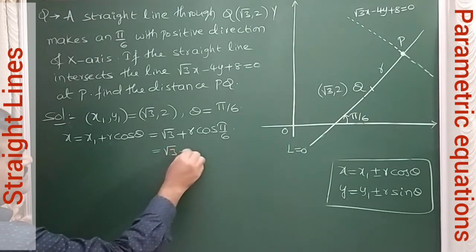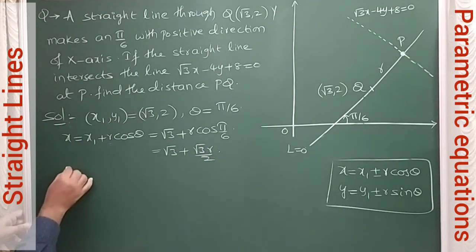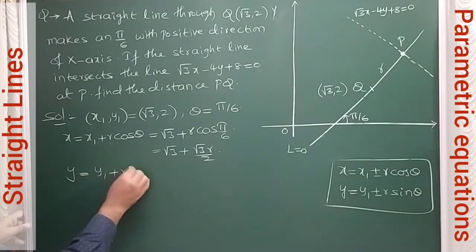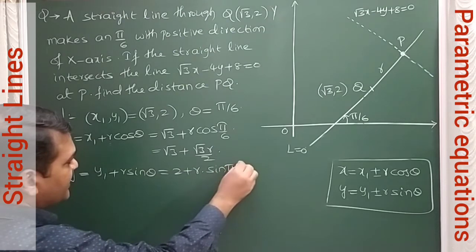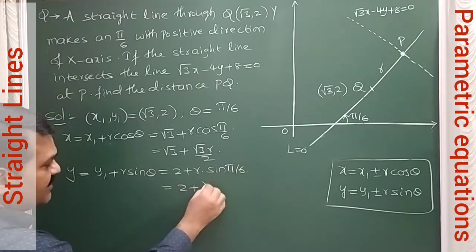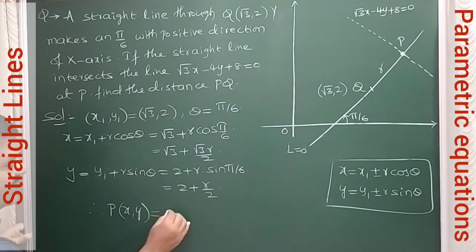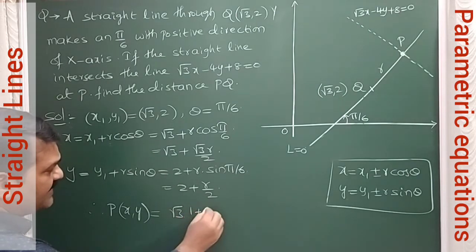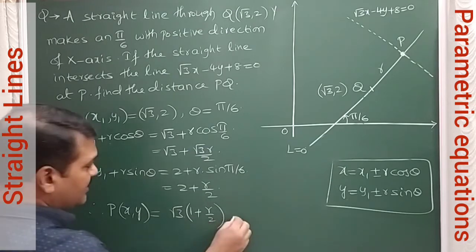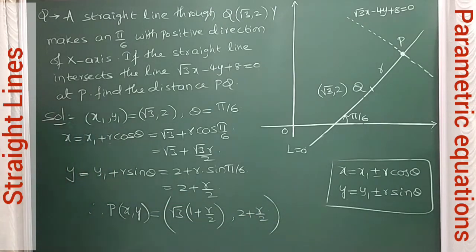So we will get root 3 plus R into cos pi by 6, which is root 3 by 2, so root 3 R by 2. Y is equal to y1 plus R sin theta. y1 means 2 plus R sin pi by 6. Sin pi by 6 is 1 by 2. This is y, this is x. Therefore, we got the point P, x comma y. Take root 3 common in x, you will get root 3 into 1 plus R by 2. This is x and y is 2 plus R by 2. So this is the point x comma y.